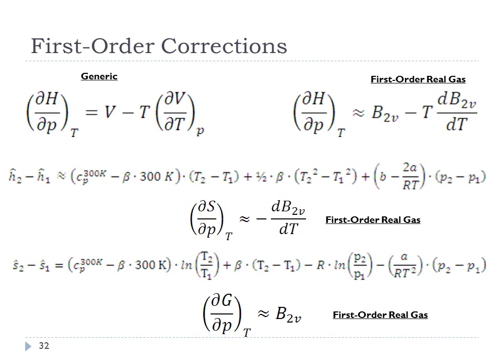The other thing I want to point out is, as you can probably see in the equation, that for the first order real gas behavior the Gibbs free energy just looks like B2V. And that's because you can see if you multiply ds by dp at constant temperature by temperature, and then subtract that off from the dh dp term, those two terms cancel, and you're left just with B2V.